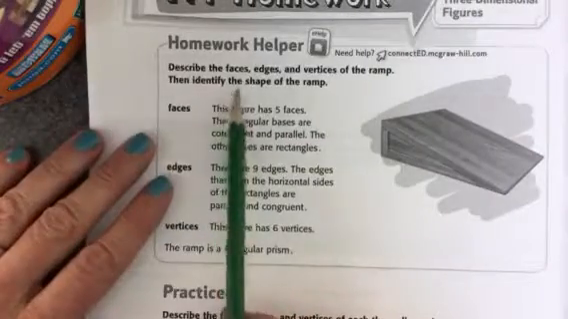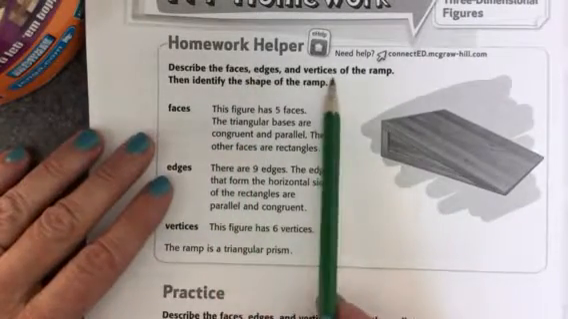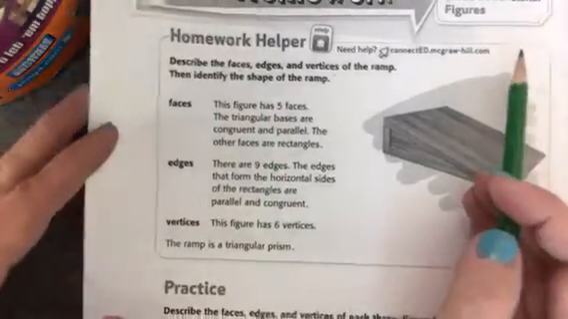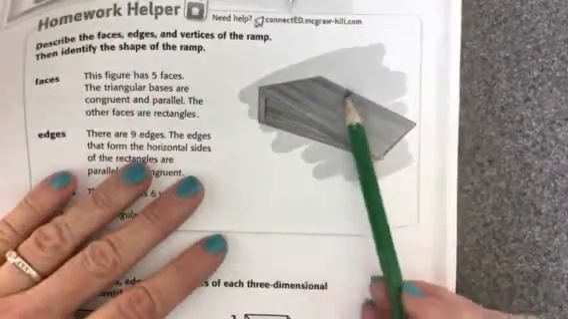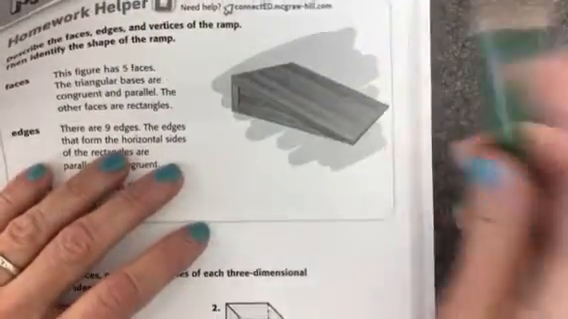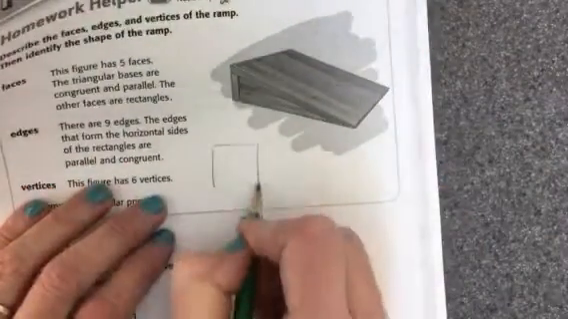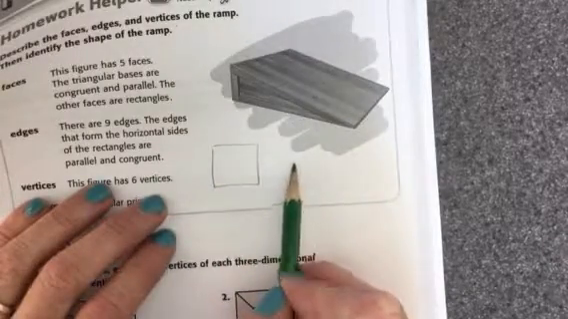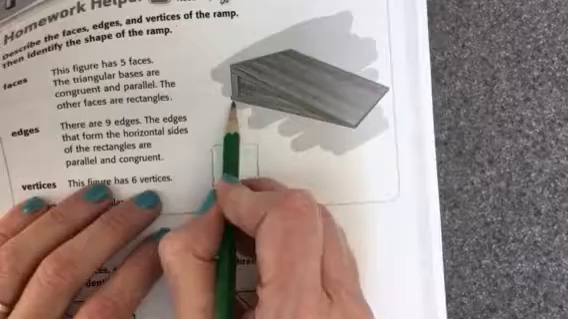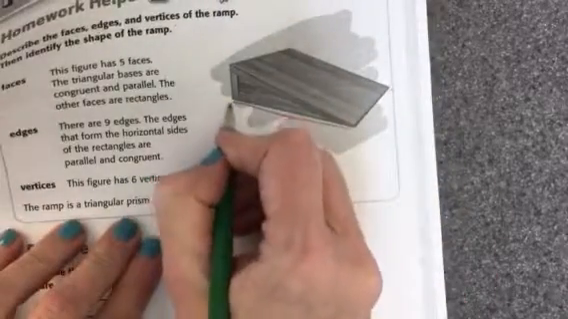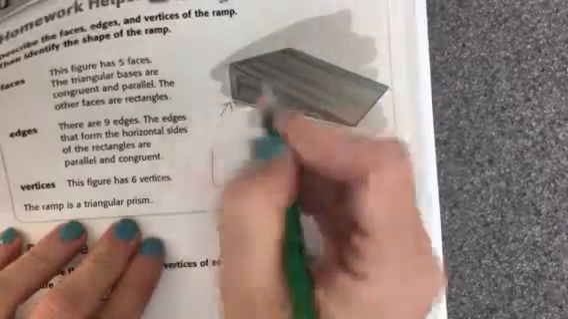All right, looking at the faces, edges, and vertices of the ramp, and then we'll be able to identify the shape of the ramp. Okay, a face is the flat side on each, the flat piece on each side is our face. Our edges are along here, and our vertices are the points or the corners.